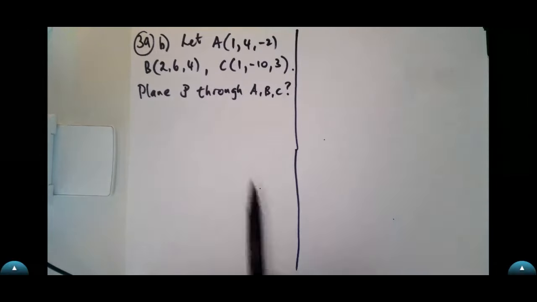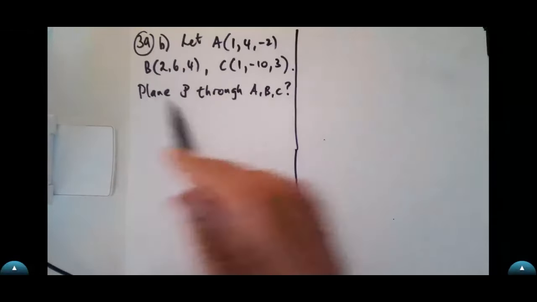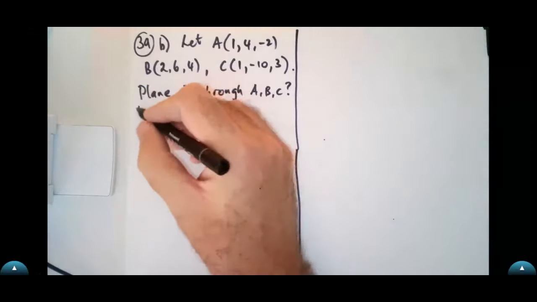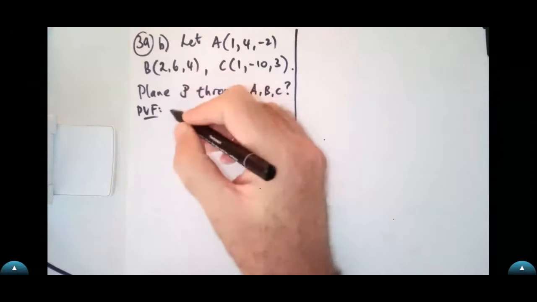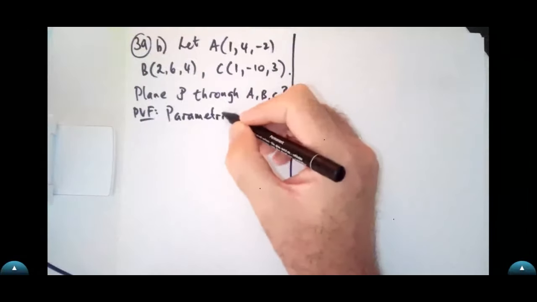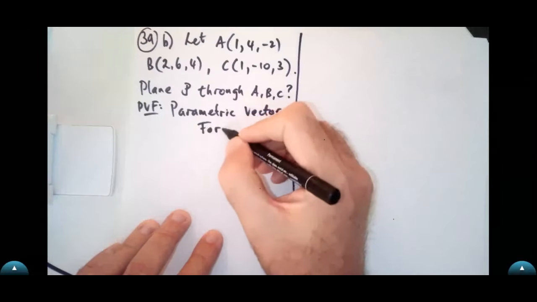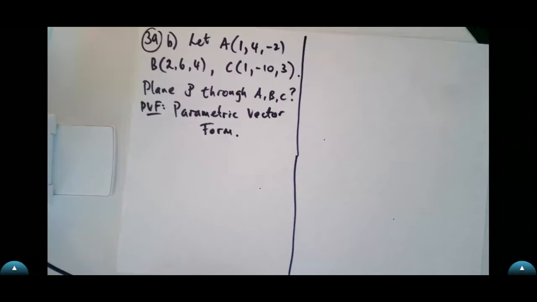All right, so can anyone suggest how we might do this question? We've got 3 points, how might we want to get, let's say, the parametric vector form, right? So we want the PVF, parametric vector form of the plane. Any ideas?